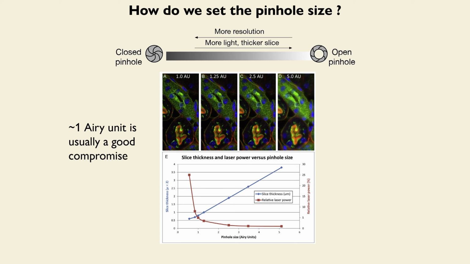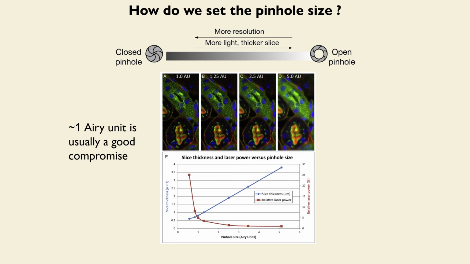So you can see the bigger the pinhole size, the bigger the slice thickness. And in red, they measured the relative laser power needed to get an image of equivalent brightness. And so what you see is that as you decrease the pinhole size, the slice thickness gets smaller, therefore the resolution gets better, and the relative laser power goes up.